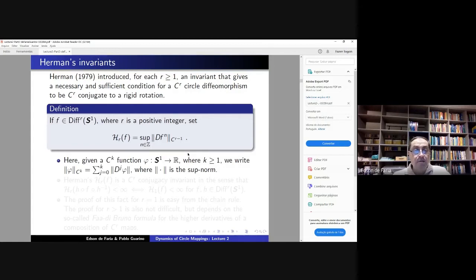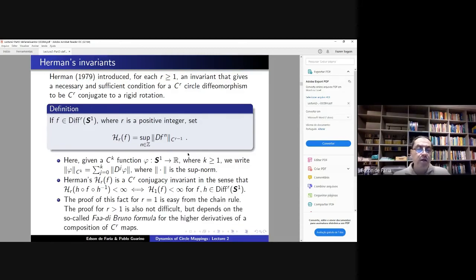So Herman's invariant is an invariant in the following sense. If you have a C^r diffeo f, and you have another C^r diffeo h, and you conjugate f by h, then the invariant, this number H_r of f, will be finite if and only if it is also finite for the conjugated map, okay? So it's invariant in this sense. These numbers are either both finite or they're both infinite, okay? Now, the proof of the fact that it is an invariant for r equals 1 is very easy.